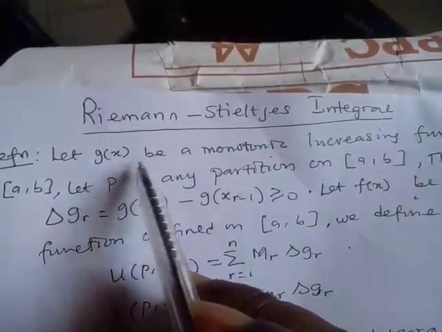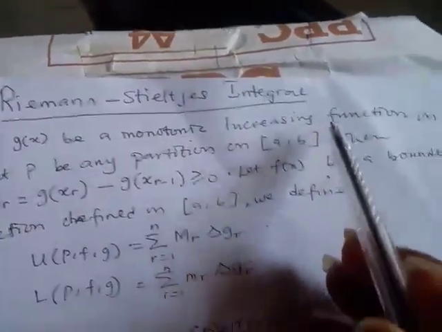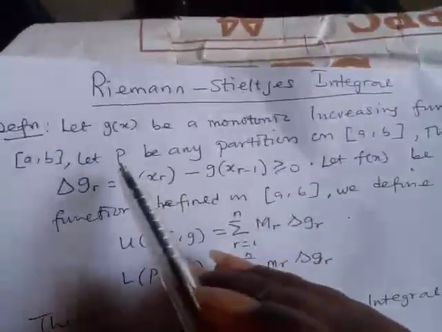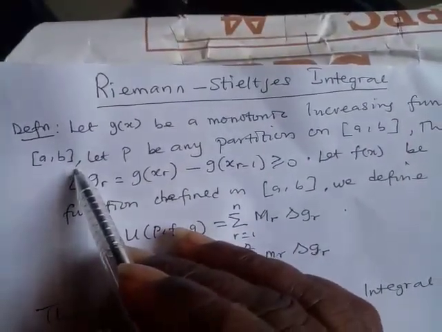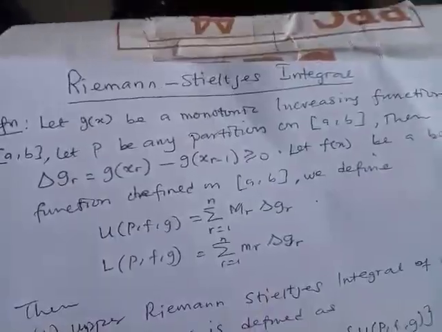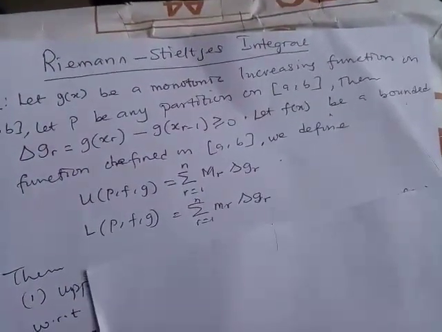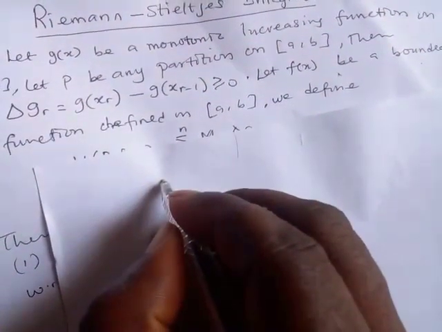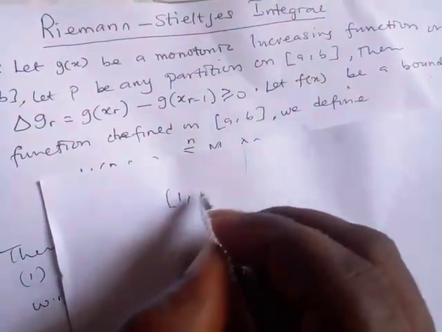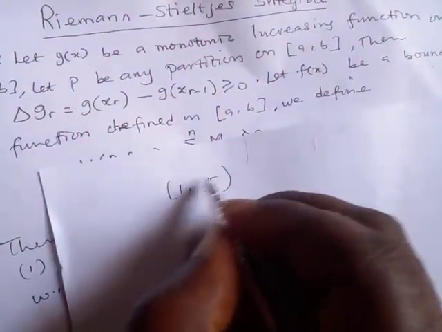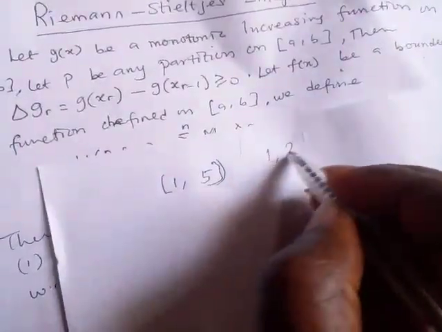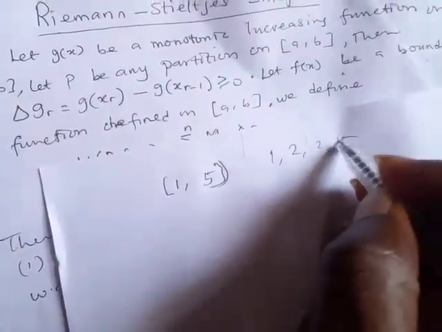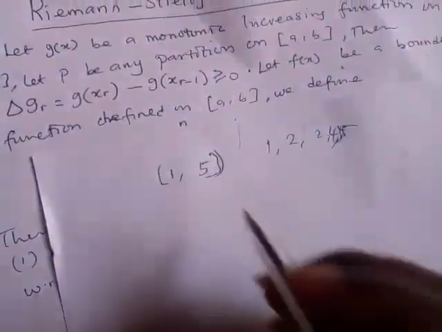Let g of x be a monotonic increasing function on this closed interval [a, b]. And what do we mean by monotonic function? We mean a function that is either increasing or decreasing. So for instance, if you have this interval 1 to 5, let's say this will be 1, 2, 3, 4, 5. Let us just pick these numbers.